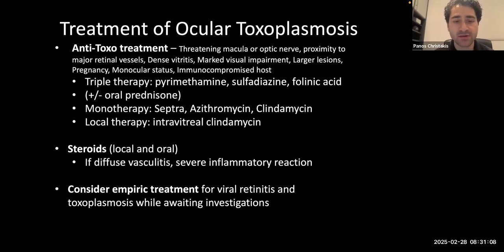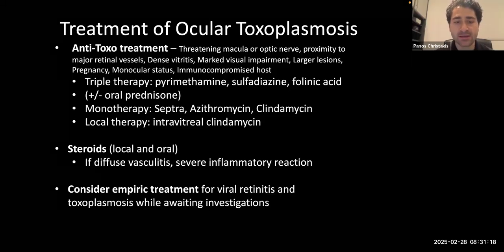And then in terms of empiric treatment for viral retinitis and toxo while awaiting investigations, I'm not one to recommend a shotgun approach, but in cases where something is vision threatening and you're really not sure what's going on, I think that Valtrex and Septra have relatively safe profiles. And if something is potentially vision threatening or bilateral, I think it's very reasonable to start empiric treatment while you're waiting for your tests to come back. Oftentimes it's only a couple of days.